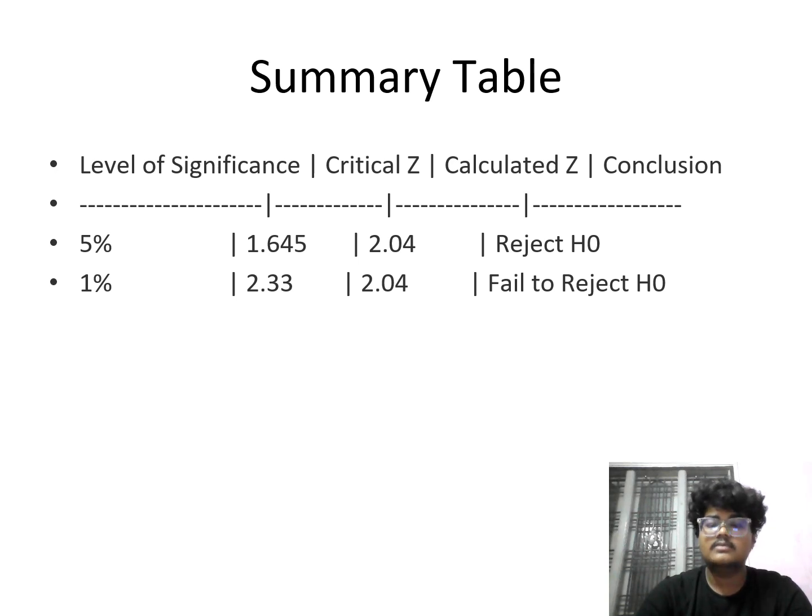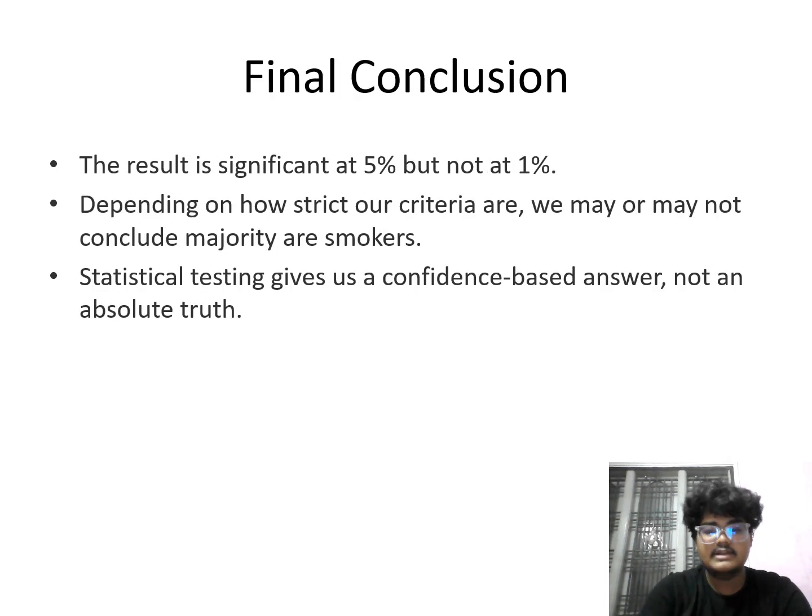From the summary table, we can see the level of significance, critical Z, calculated Z, and conclusion. And the final conclusion is the result is significant at 5% but not at 1%. Depending on how strict our criteria are, we may or may not conclude the majority are smokers. Statistical testing gives us a confidence-based answer, not an absolute truth.